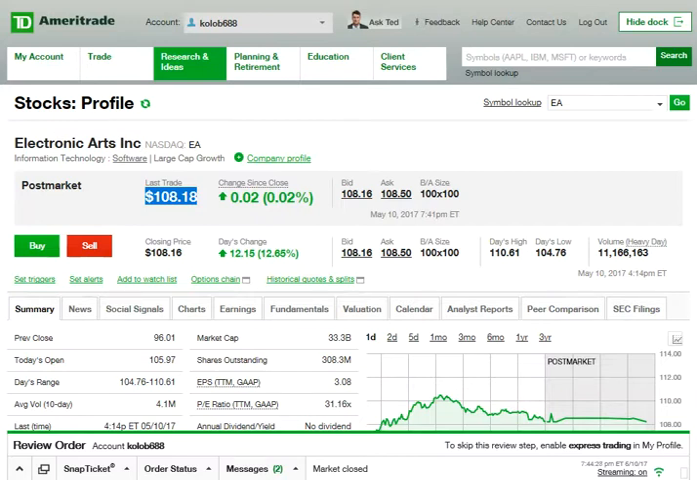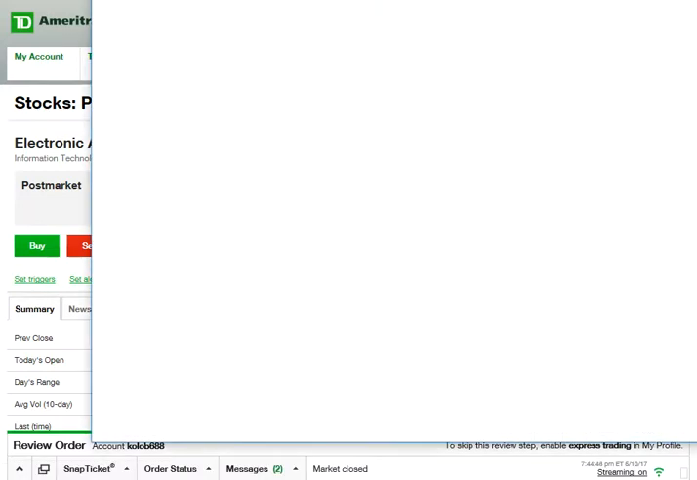Okay. And then let's say the price of EA goes up $10 a share. That's almost a $10 increase. So you would make $1,000 on your $10,800 investment. And that would be an almost 10% return. Now, watch what happens when you buy these call options.